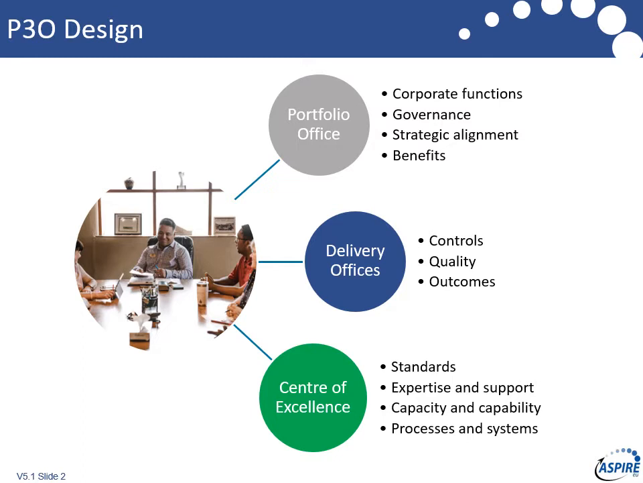They'll be looking at capacity and capabilities, so they'd be looking after the training and development program and processes and systems, making sure we're as efficient as we can be. So you've got the first two, the portfolio office, aggregating all the things going across the organization, the delivery offices, making sure we're delivering things in the right way. The Centre of Excellence is the knowledge hub that keeps the whole thing together and brings continuity.